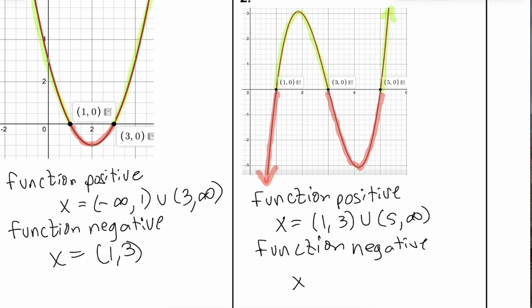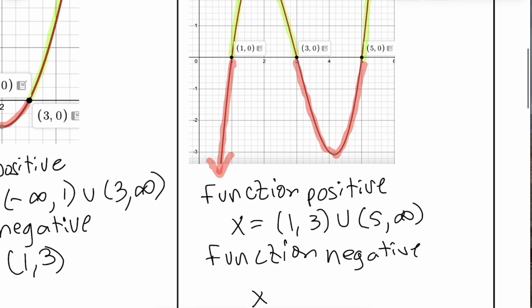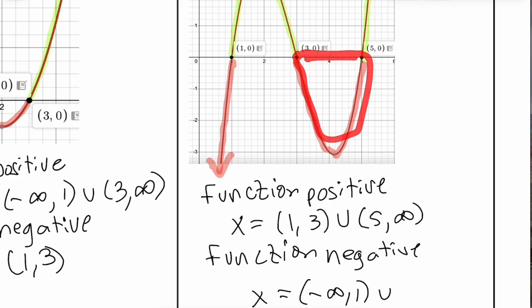Well, we have two locations. Let's look at it for a moment. From negative infinity up to a value of 1, our function is below the x-axis. So that's how we'll write that. And then this little wedge here between an x value of 3 and an x value of 5. So there is where our function is positive and negative.